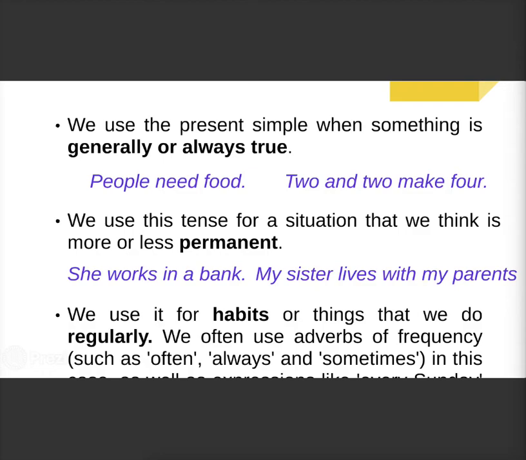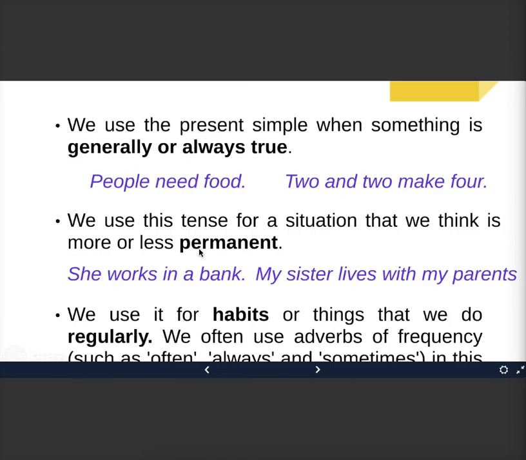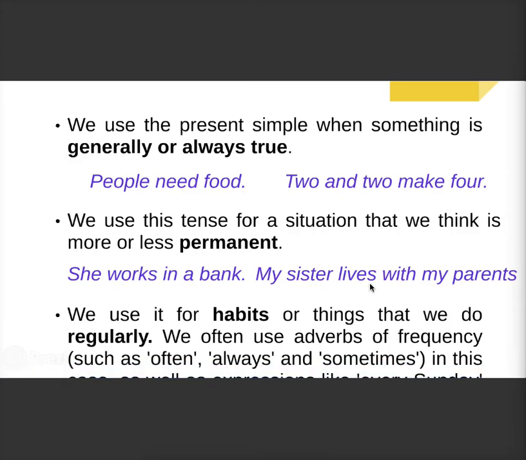¿Ok? So, she works in a bank. More or less permanent. My sister lives with my parents. So, she is living with the parents right now. This is something that is happening right now. I mean, this is a permanent situation. Es una situación permanente en su vida. Y no sabemos cuánto tiempo va a ser permanente. Digamos que con este uso del presente simple para situaciones más o menos permanentes, tenemos que tener en cuenta que nosotros usualmente no sabemos cuánto tiempo va a durar eso.